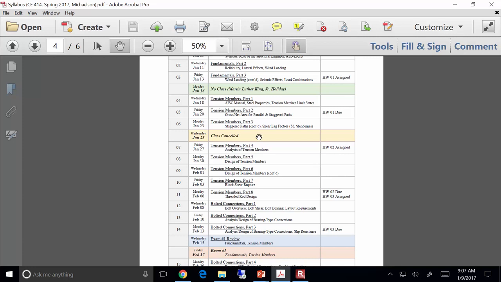For those of you that are also taking concrete design, there is a similar schedule. When you look at the two schedules, you're going to find a couple things. No homeworks or exams are going to be on the same day in both classes. I did a little bit of work to make sure that didn't happen.